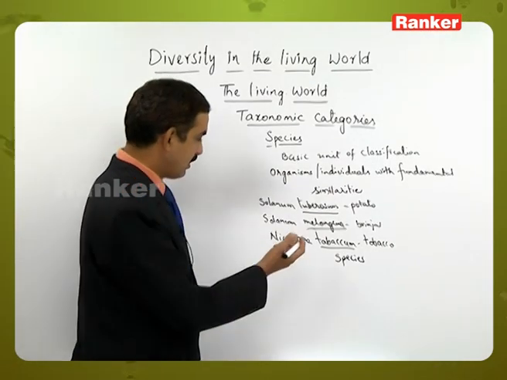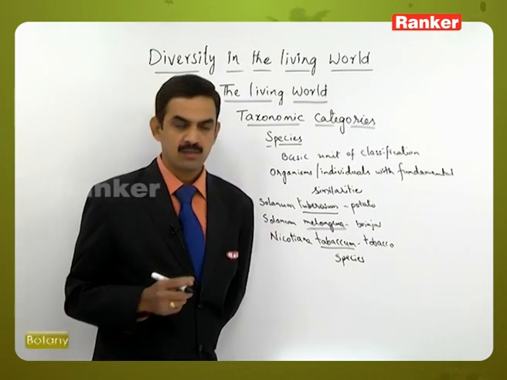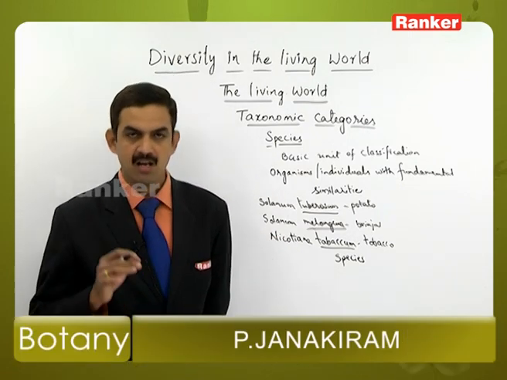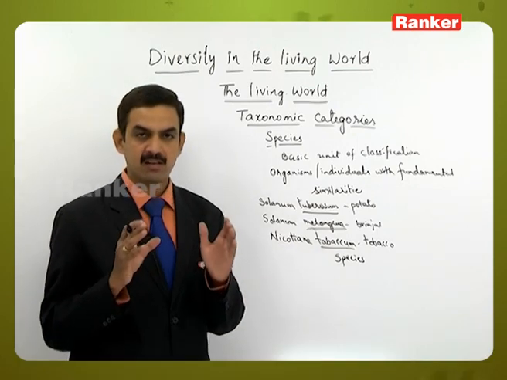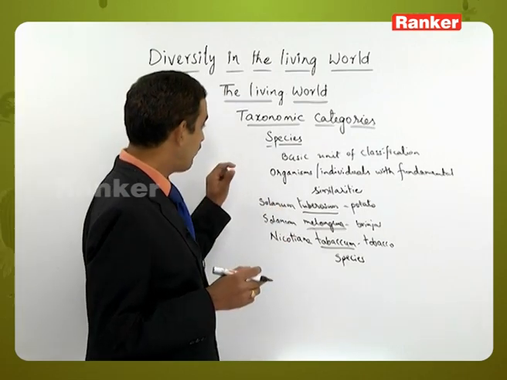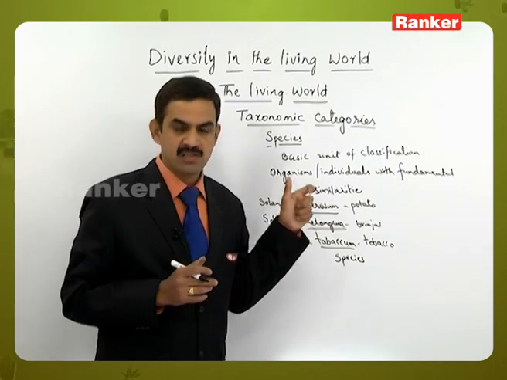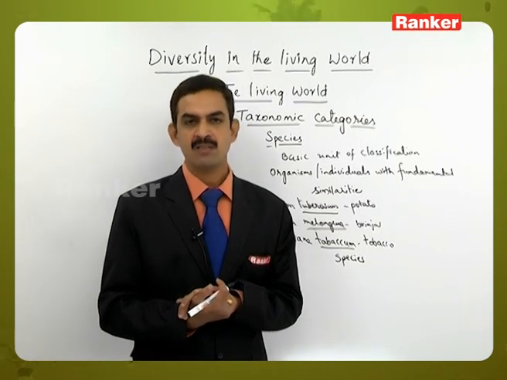That means all these tobacco plants have fundamental similarities and all can inbreed. That is why they have been kept under Nicotiana tabacum. Likewise, basic similarities can be observed. And one more thing: when compared with other categories, the maximum number of similarities exist within one species.